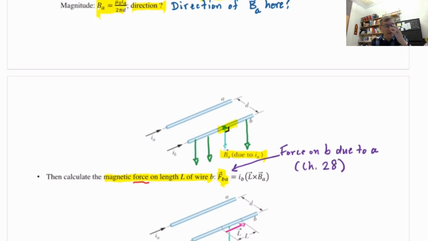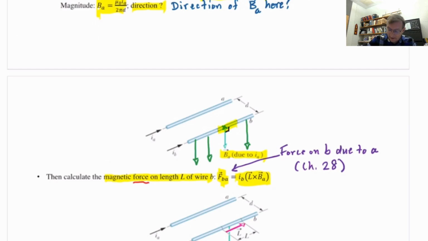That if I have a straight segment of wire in a uniform magnetic field, to calculate the magnetic force on that segment, I use that formula right there. I take the current in the wire, now we're talking about wire B, so notice it's I sub B, times L cross B, big B, the magnetic field. Now the magnetic field is coming from the other wire. That's why it's labeled capital B sub A.